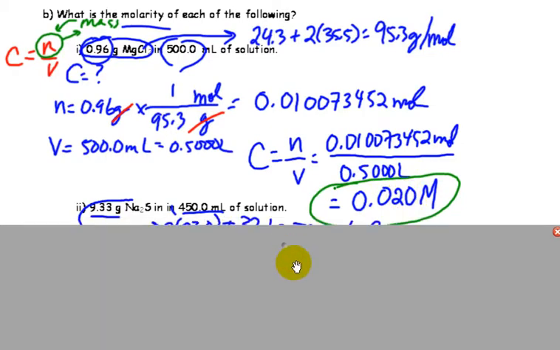Okay. The next question: what's the molarity of 9.33 grams of sodium sulfide in, I'm not sure why I wrote in twice there, 450 mL of solution? So maybe I'll get you to pause the video now and try this for yourself. It's very similar to this one, finding the molar mass, then going from there.